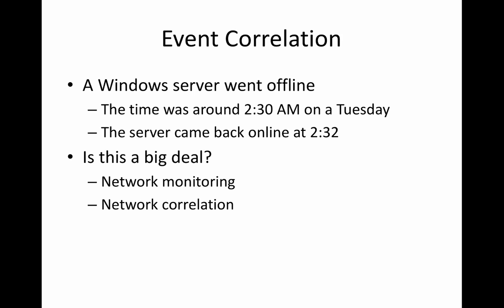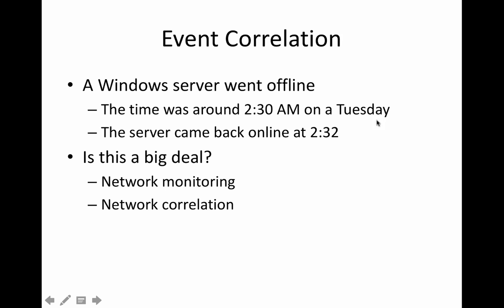Like there was some network traffic from a Windows server at around 2 a.m. on a Tuesday. The server disappeared. The service went offline. We had alarms. It came back. Is that a huge deal for us? Is that something that we should like call 911 about? Depends on what else happened.